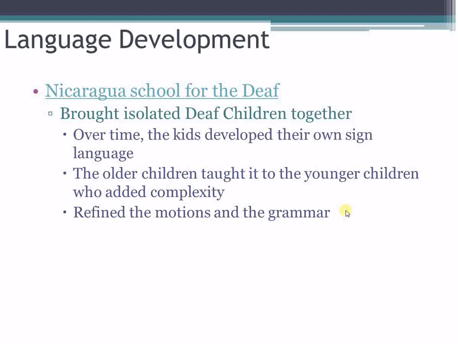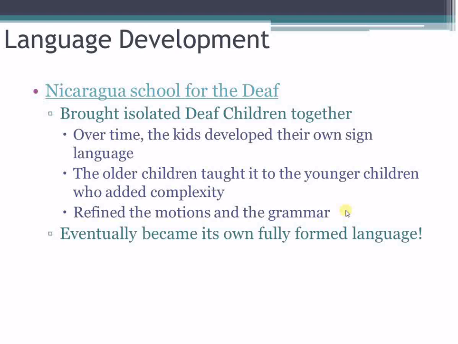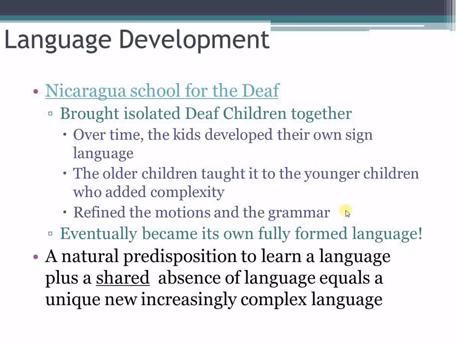So the first generation of these kids developed their own rudimentary sign language based on their experiences of trying to communicate in the past. And then the older children taught it to the younger children, who were continuously brought to this school. The younger children added grammatical complexity, refined the physical motions of the sign language, and also added grammar. Eventually, it developed into its own fully formed language called Nicaraguan Sign Language.